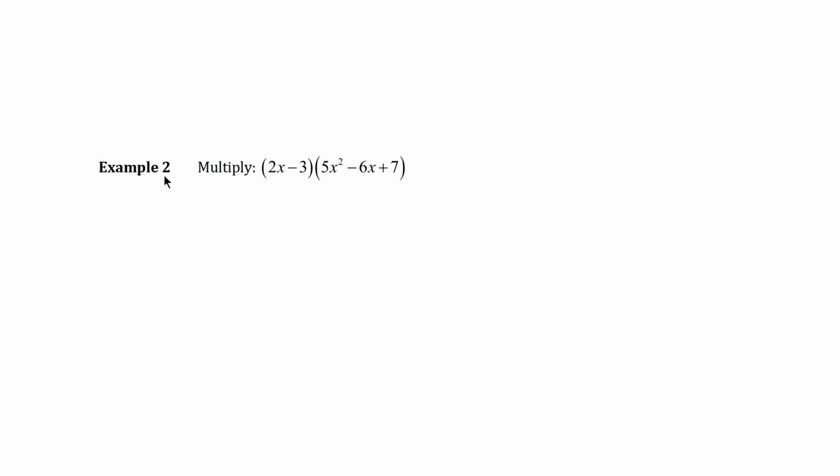For example number 2, multiply. We're multiplying the binomial 2x minus 3 times the trinomial 5x squared minus 6x plus 7. When we do the multiplication, you essentially do a double distribution. To make things a little bit easier for us, I'm going to use a table to do the multiplication. On the table, we have 2 rows which represent the binomial and 3 columns which represent the trinomial.